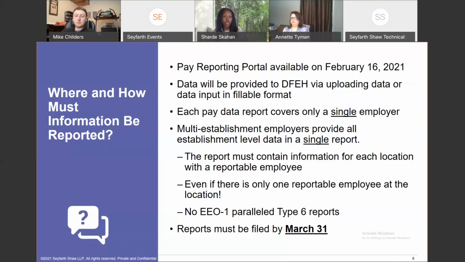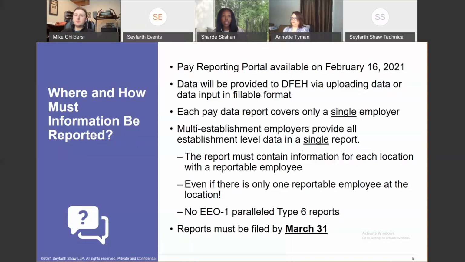And this is different than the information that we were provided previously, which stated that you were going to have a couple different types of reports. There's no consolidated report now. It's just everything is going to be included in this single report. So the report has to contain the information for each location with the reportable employee, and we'll talk about that a little bit more later. And that includes locations where there's only one employee at the location.